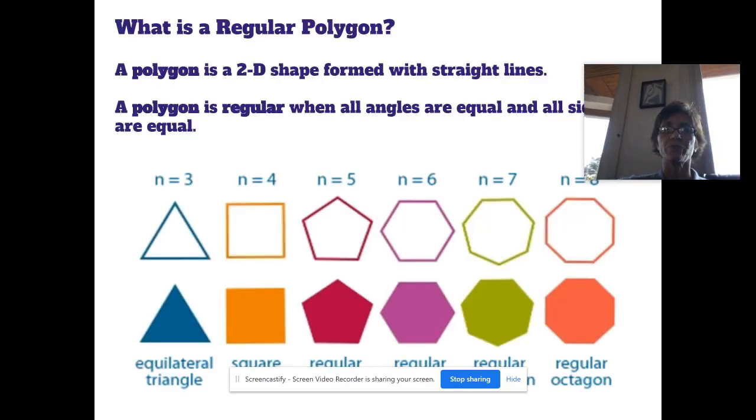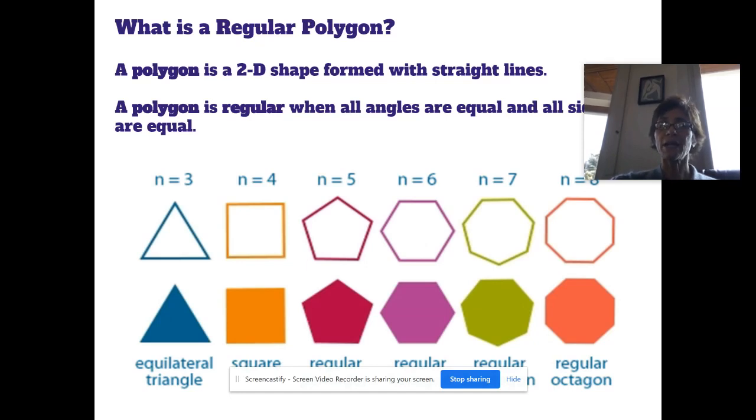So first of all, what is a polygon? A polygon is a 2D shape formed with straight lines. So the ones you can see below are all polygons. My question is, is a circle a polygon? If you said no, you're right, because it is not formed with straight lines.